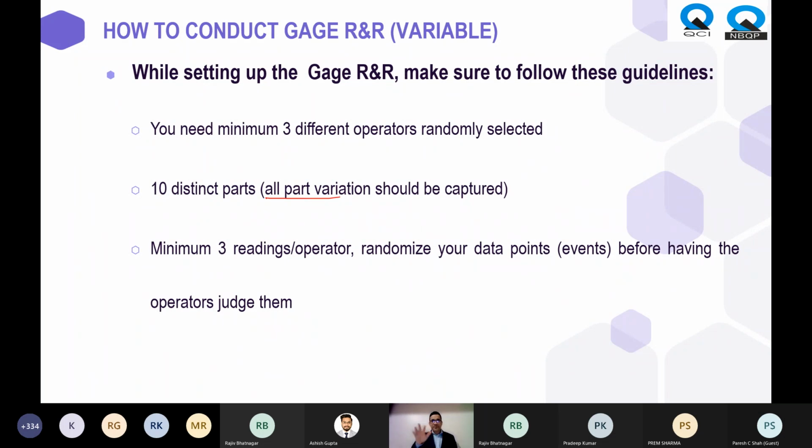So I need 3 operators, Ram, Syam, Ghanshyam, hypothetically I'm giving the names, and 10 distinct parts with wide variation. Third thing, the same pen should be captured by a single operator minimum 3 number of times. So if I see this data, the total number of data points will be 3 into 10 into 3. 3 are my operators, 10 are my distinct parts, and 3 are my minimum readings. I am writing minimum values. It can be more; you can replace 3 by 5. So if you calculate this, it will be 90.